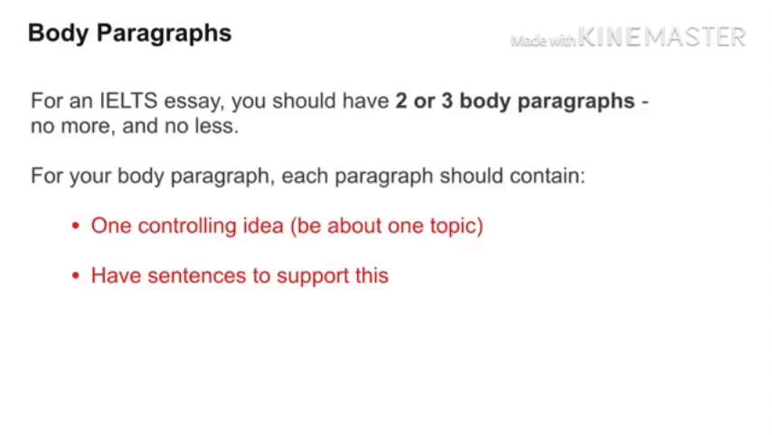Now we'll look at the body paragraphs. So for an IELTS essay, you would normally have 2 to 3 body paragraphs, not more or less than this. Some very good writers who can write a lot of words may end up having more than this, but generally for most people it will be 2 or 3 body paragraphs. For your body paragraph, each paragraph should contain one controlling idea, so it'd be about one topic, for example advantages, or another one about disadvantages depending on the essay, and have sentences to support the ideas in the main idea of the paragraph.